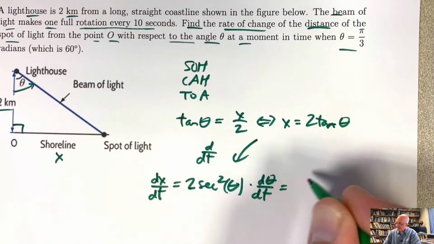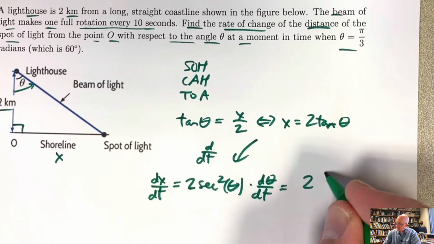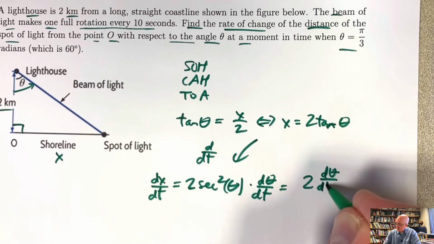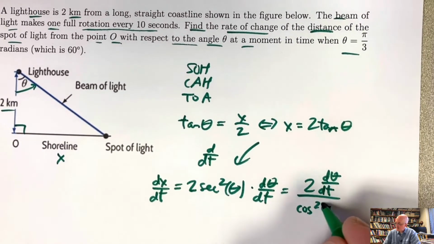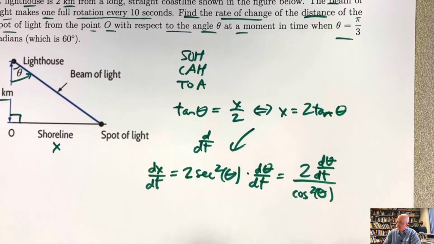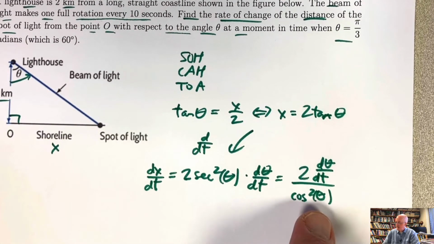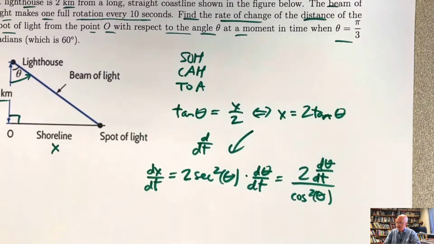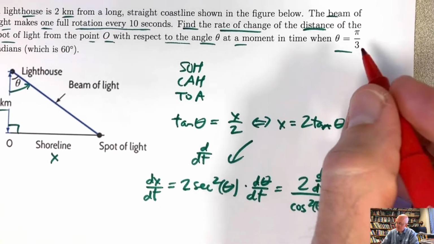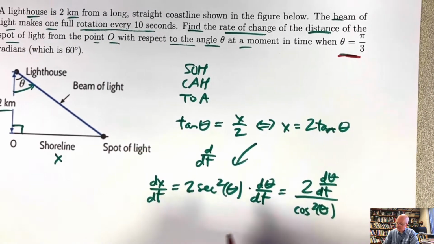If you didn't know it already, secant is the same as 1 over cosine, so this is the same as 2 times d theta dt over cos squared theta, which really means cosine of theta, quantity squared. Find the cosine first, then square it. And this is an equation relating the rate of change we're interested in to the value of theta and the value of d theta dt. Now I can plug in the numbers. At this moment in time, theta happens to be pi over 3, and d theta dt, I already said that verbally.